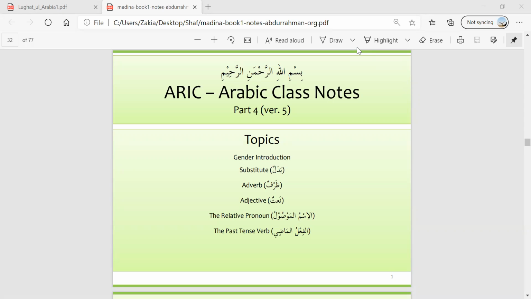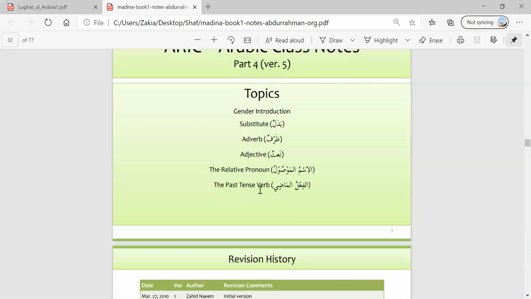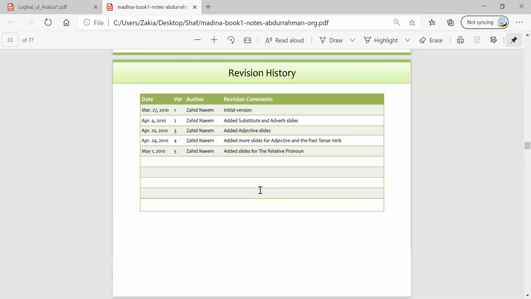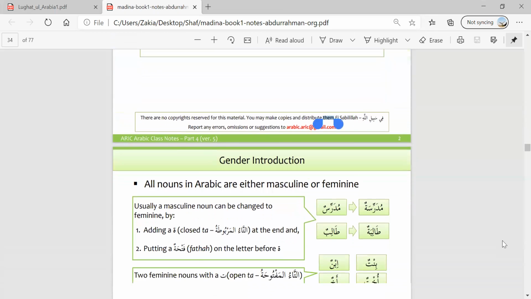We are on lesson number 4. Today's topics are gender introduction, substitute, which is badal, the zarf, which is adverb, and then we have adjective, which is na'at, the relative pronoun, ismul mawsul, and then al-fi'l madi, so the past tense. As I've said before, you can download these resources online, inshallah.